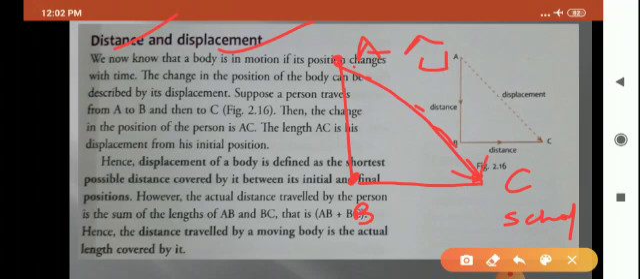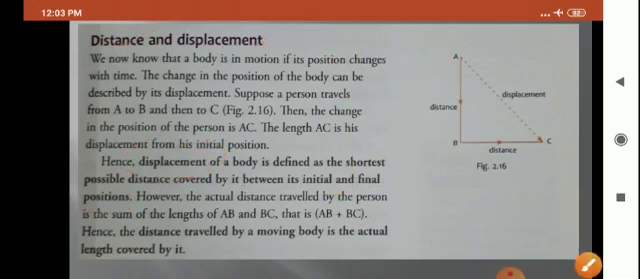Okay, so suppose if I ask you which is the shortest possible distance to reach from your home to school, what will be your answer? Maybe some of you say that it is from A to B and then from B to C, and maybe other children may say that the shortest possible distance to reach from home to school is directly AC. Okay, and this shortest possible distance to reach any point is known as your displacement. Okay, so children, what is displacement? Displacement of a body is defined as the shortest possible distance covered by it between its initial and final position. So displacement is your shortest possible distance.